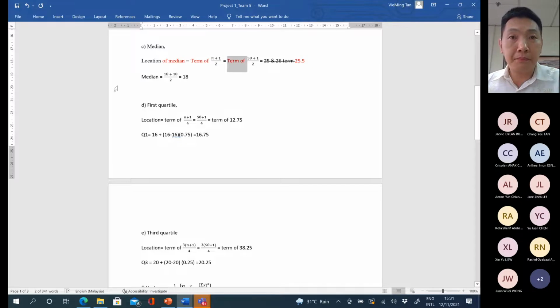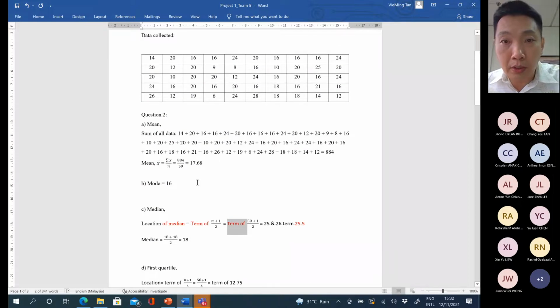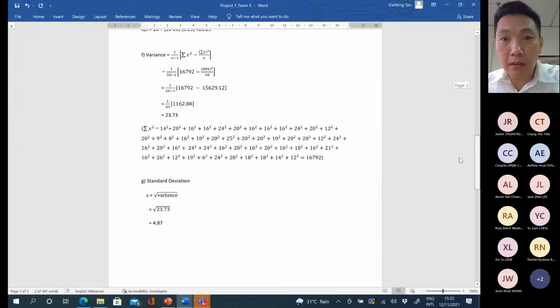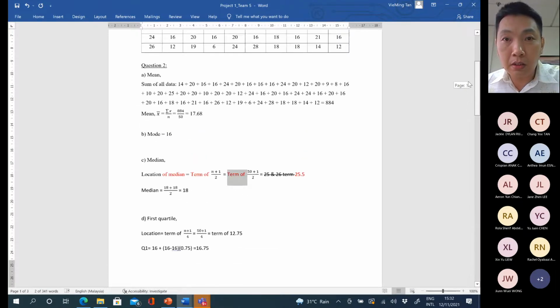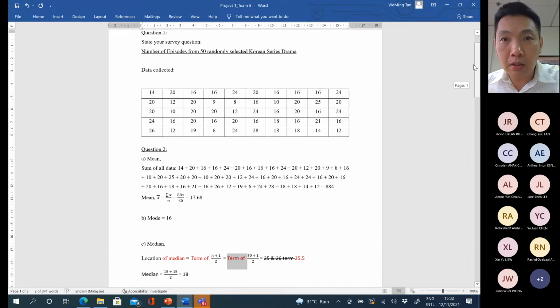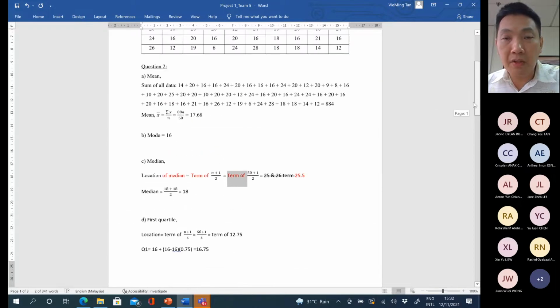So the median depends on the workings. Like this one, 18 plus 18 divided by 2, because we know that it's at the term of 25.5. Which data is already sorted out? This one is not yet sorted out. You have to sort the data, otherwise you cannot get the median value. You need to sort the data first.